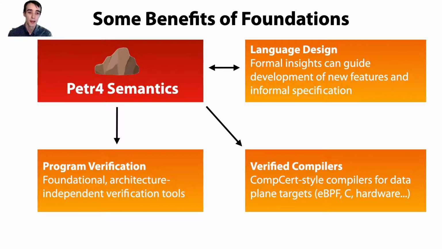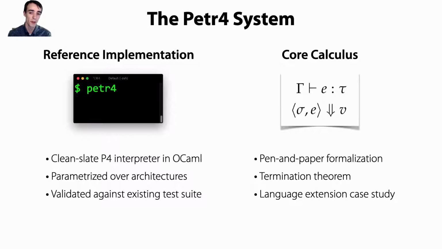To that end, we introduced Petr4, which is a reference implementation and a core calculus. The reference implementation is about 10,000 lines of OCaml, and the core calculus is a few pages of pen and paper kind of formalization. The reference implementation is parameterized over architectures, and it's been validated against an existing test suite. The core calculus, on the other hand, is equipped with some meta theory. There's a termination theorem and a language extension case study to show that it's useful for language design.